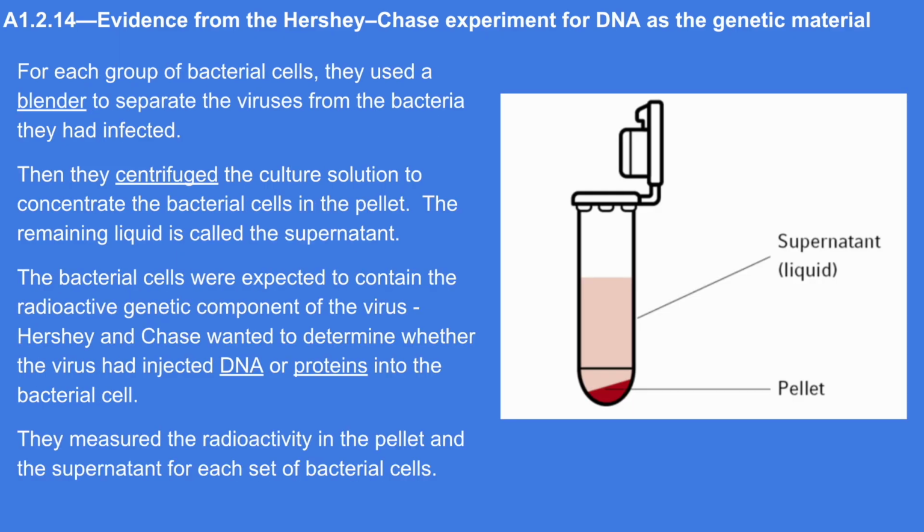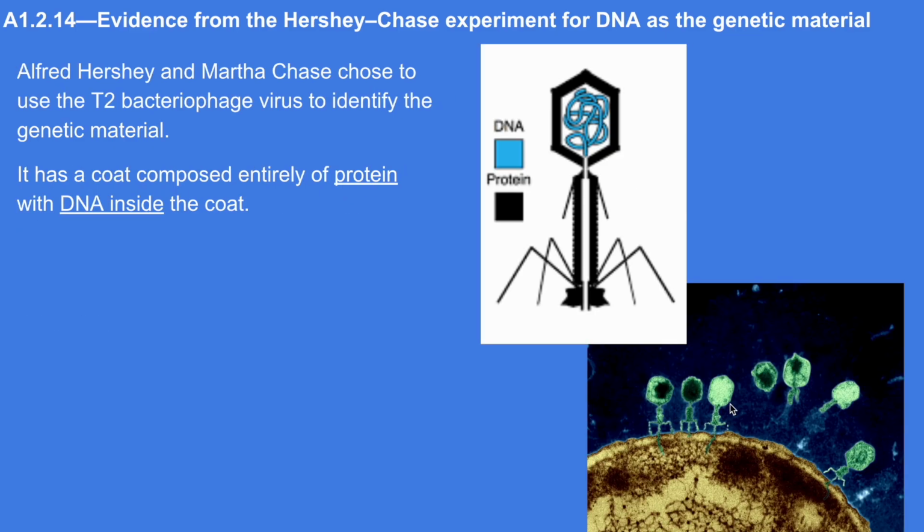After the bacteria were infected, they then used a blender to separate the viruses from the bacteria they had infected. So going back to this picture, all these viruses are on the outside of the bacteria. They've put their genetic information in to make copies and then burst out and spread. So then they used a blender to knock all of these viruses off.